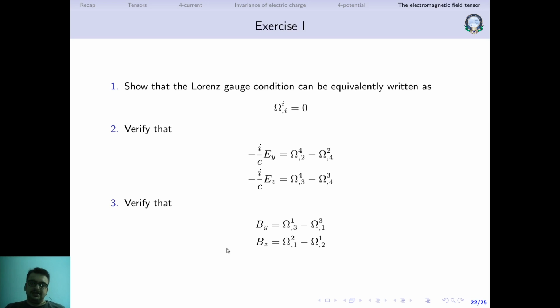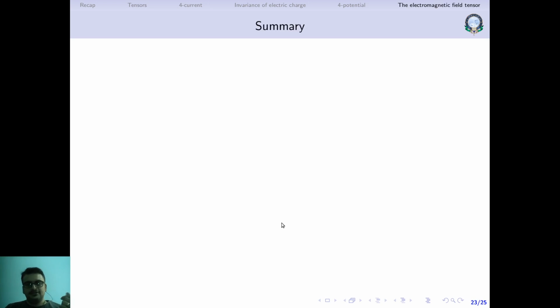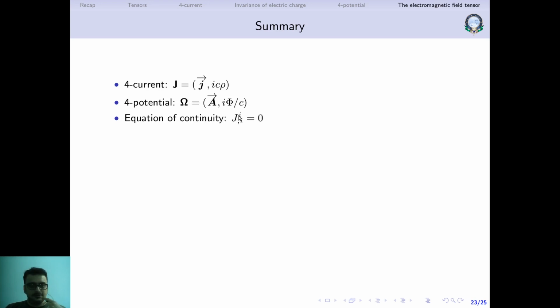So this is basically the thing which I had left for you all to try at home, as an exercise. So this is basically the summary of what we had done so far in this lesson. We had defined the four current: basically the first 3 components same as the 3-dimensional current, and the last component will be icρ. The 4 potential has the first 3 components same as the vector potential, and the last component comes from the scalar potential.